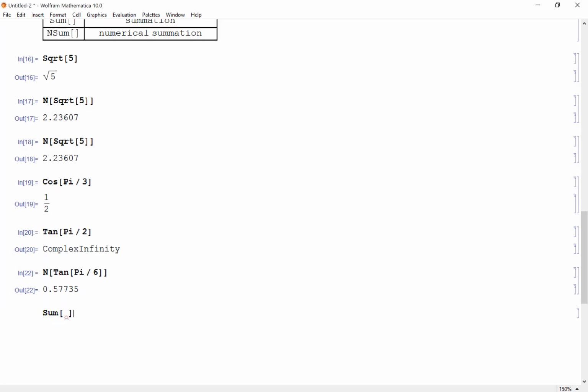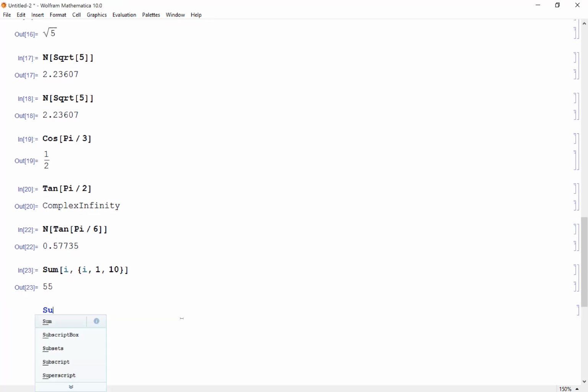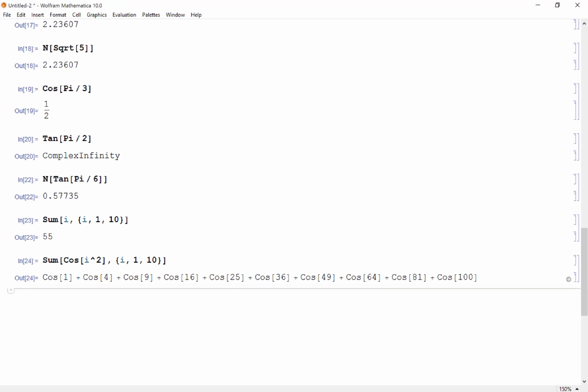Summation is a very useful function. If I want to sum a bunch of things by a formula, let's say I just want to sum i going from 1 to 10. So this is like the series notation that you would see in maybe a calculus course. I'm adding up values 1 to 10. It will quickly give me 55. If I do something like the sum of cosine of i squared, i going from 1 to 10, this is adding up cosine 1 plus cosine 4 plus cosine 9, and so on, just like we have here.